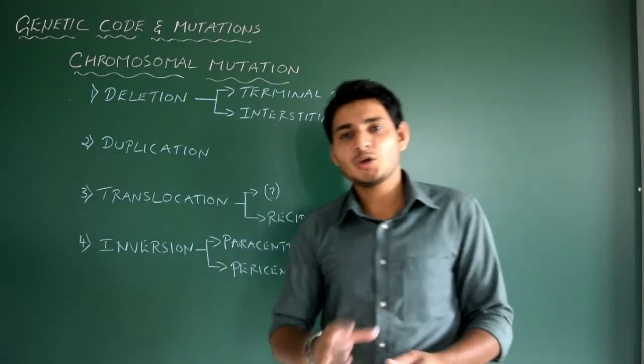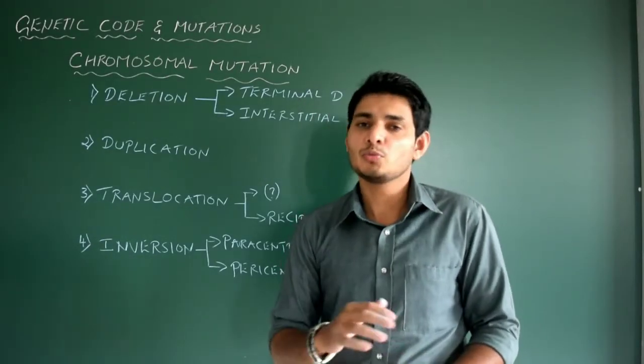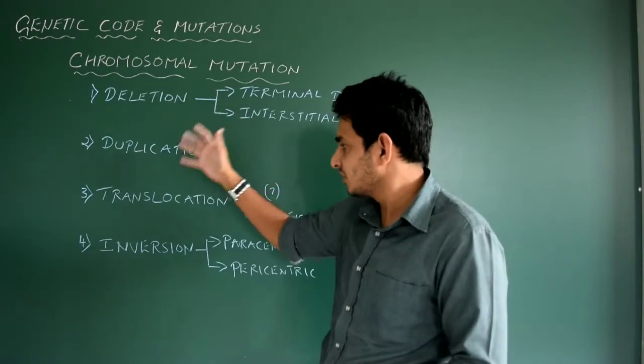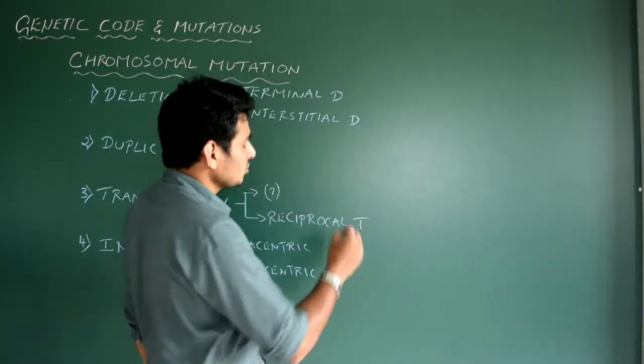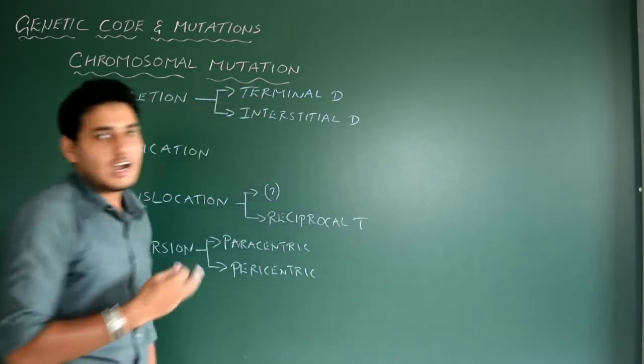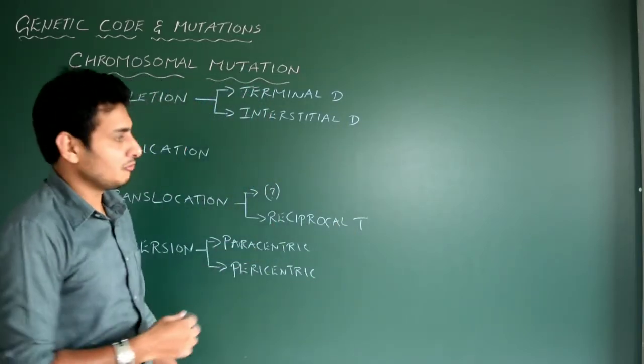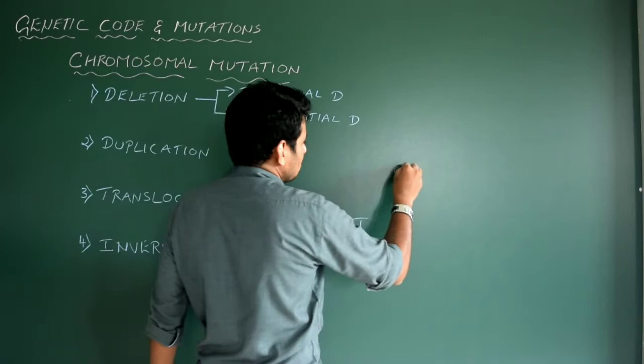Now we will talk about a chromosomal aberration or chromosomal mutation. There are four types: deletion, duplication, translocation, inversion. To understand that, let me just give you one small startup so that you can understand this concept very well. First, let me just draw one chromosome.